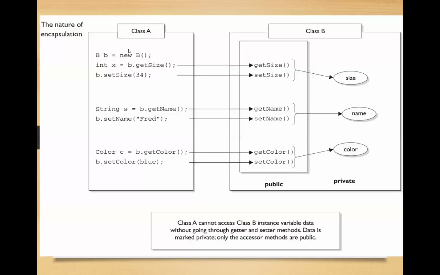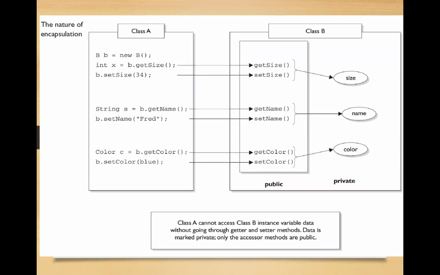Right now, you can see we have a class B with the instance variables size, name, and color. Make them private, then outsiders will not be able to access them, and create public methods to set, change, and retrieve the values. And that is how you create encapsulation.